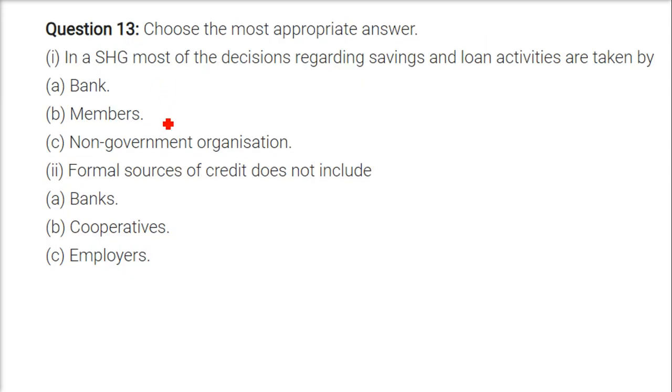Choose the most appropriate answer. In a self-help group, most of the decisions regarding savings and loan activities are taken by, the answer is members. So the answer is B. Formal sources of credit do not include, so formal includes banks and cooperatives, that is Sahakari Samitis. Employers are not, so C is the answer.